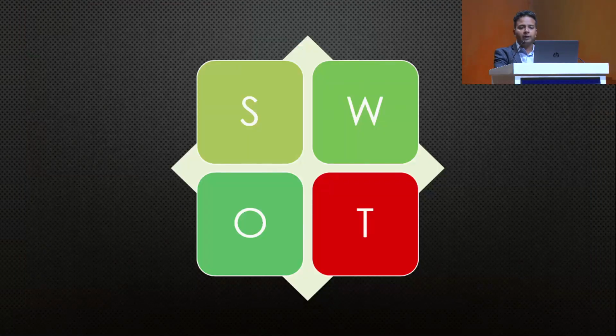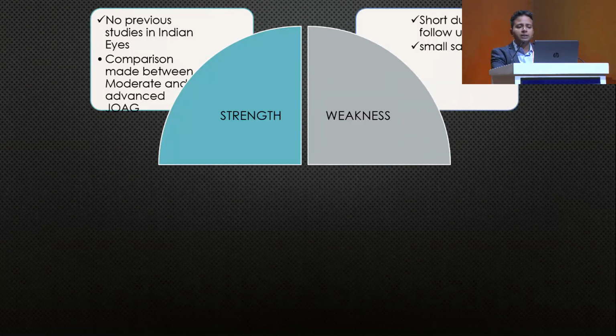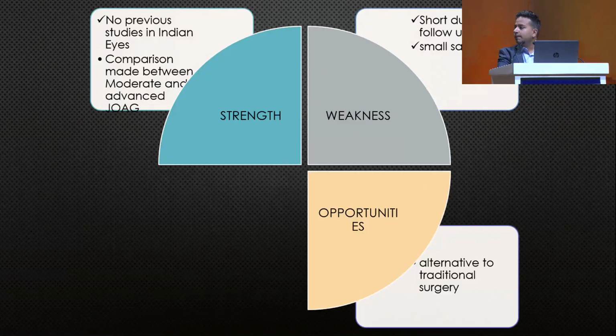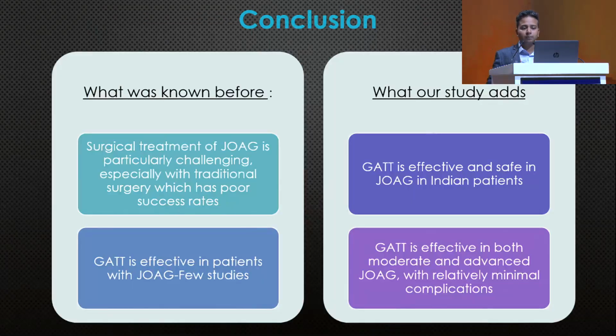Coming on to the SWOT analysis of our study, the strength was that there were no previous studies in Indian eyes and a comparison between the moderate and advanced JOAG. The weaknesses were the short duration of follow-up and small sample size. The opportunity is that this can be an alternative to the traditional surgeries, and the threat is that we have to think about the complications.